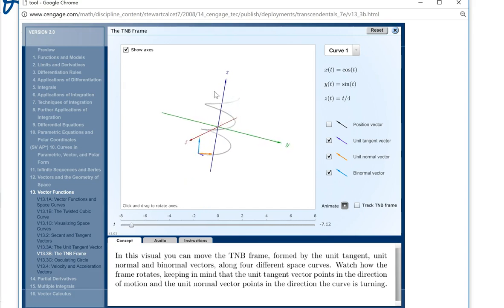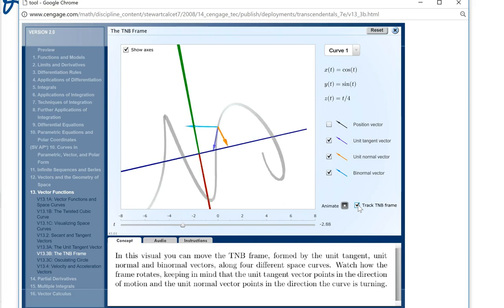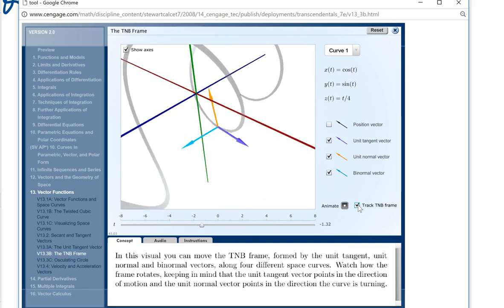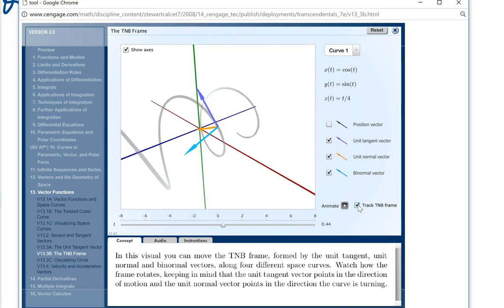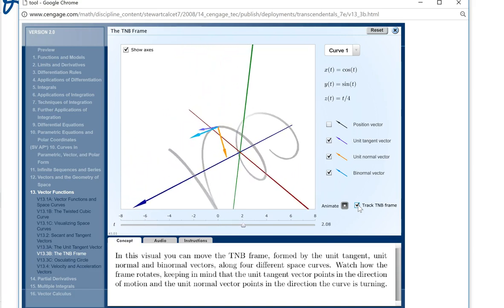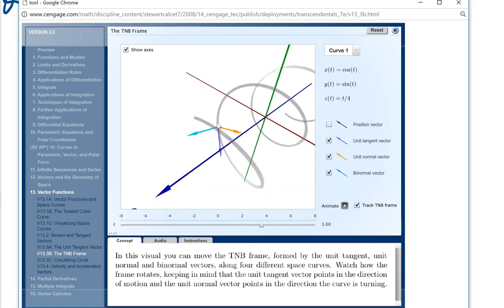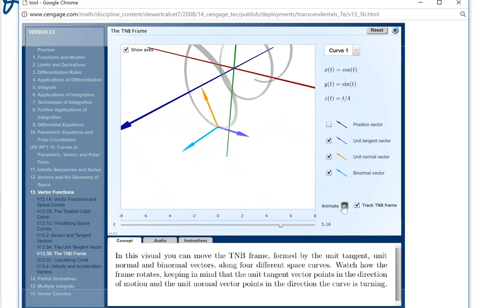I think there's another way to see it. Maybe it's like this. You can even track it. So as you go, you look, B is going to be perpendicular to the circle, because T and N, let's stop this for a second, T and N, these two vectors here, will form a plane that approximates where the curve is the best.